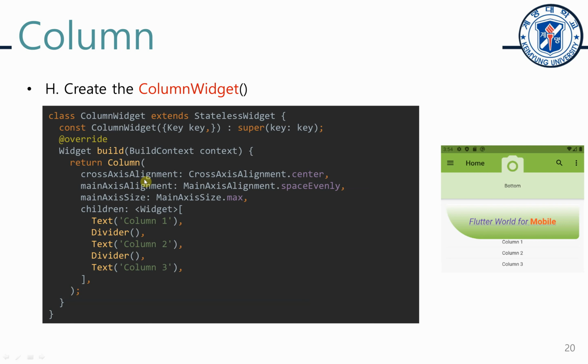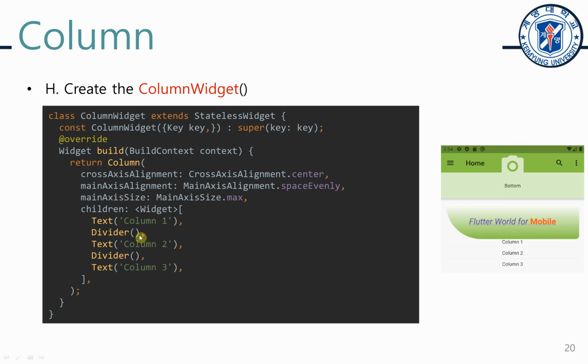Actually, we'll create a column widget. So this column widget is separately created, and it is added to what? It is added to the body next to the container with box decoration widgets that we created. Okay, so let's go ahead and create this column widget.